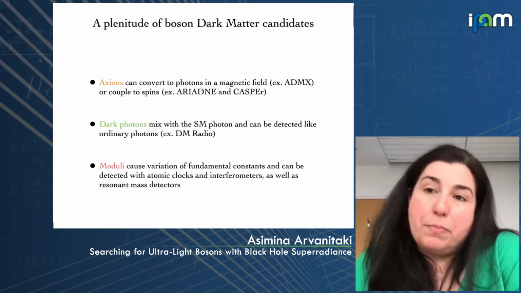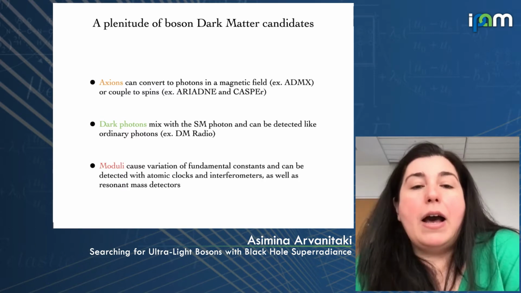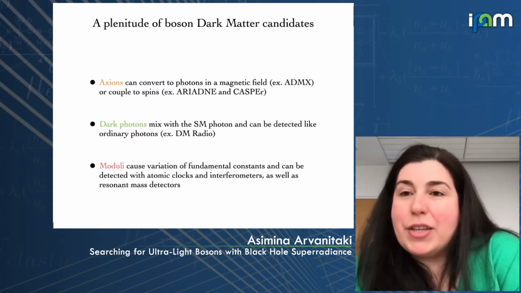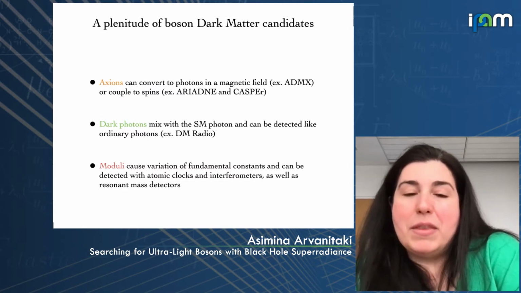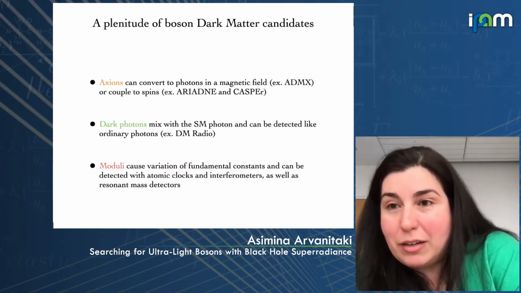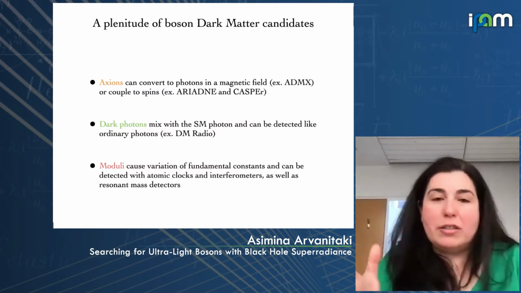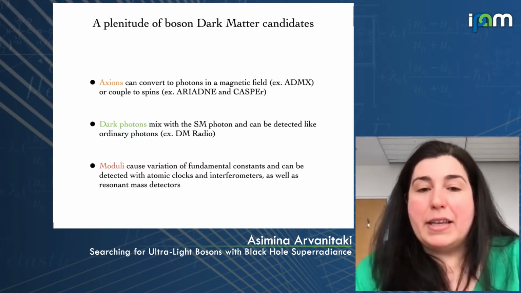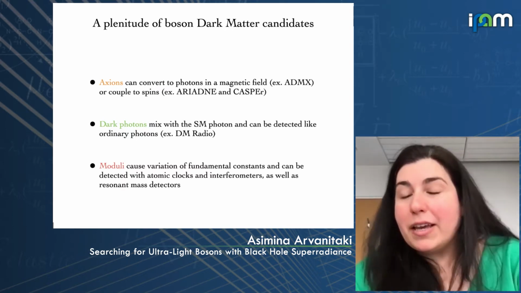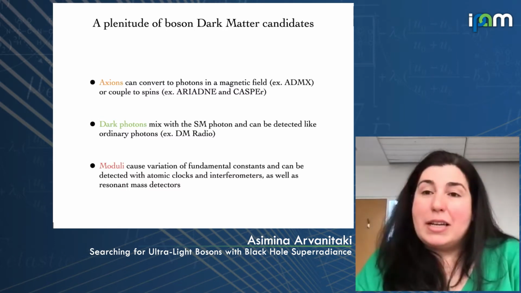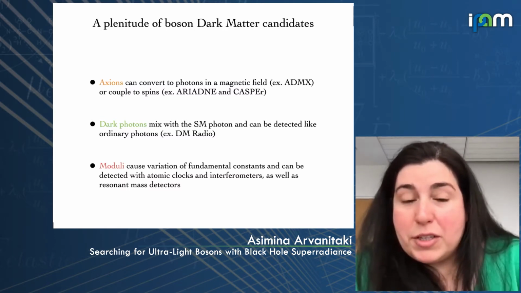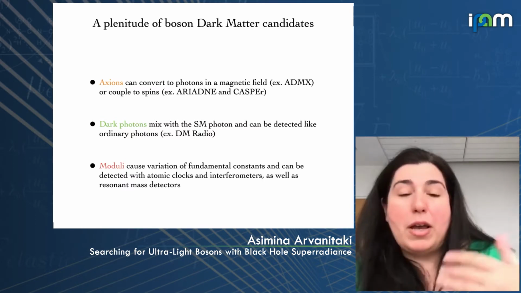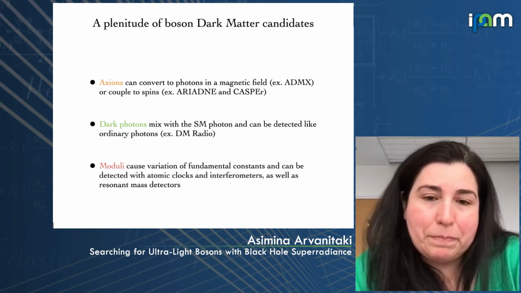Now, dark photons, the spin 1 particles that I mentioned earlier, can mix with the ordinary photon, and as such, they can be detected with the same techniques you would use to detect ordinary photons. Of course, you have to shield every standard model background. For example, the idea behind the dark matter radio is that you take a photodetector and put it inside shielding. Ordinary photons will stay out, but dark photons, if they are the dark matter, will penetrate this volume, and you can detect them.